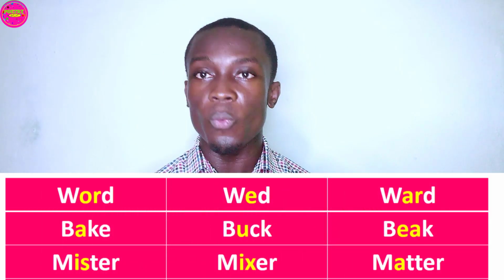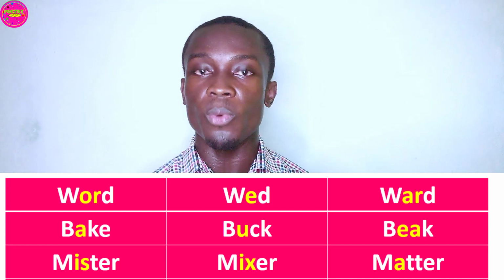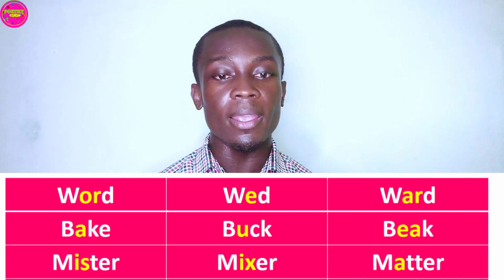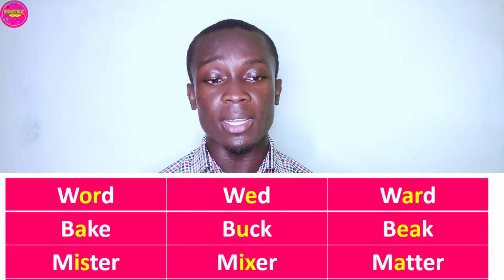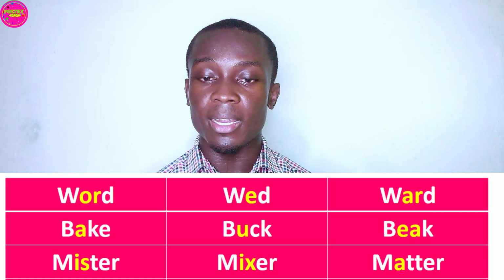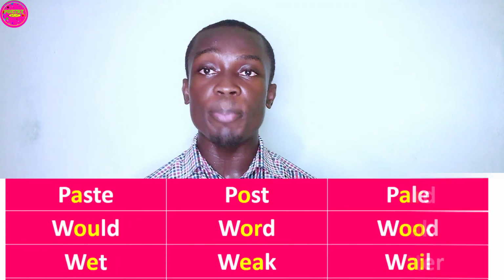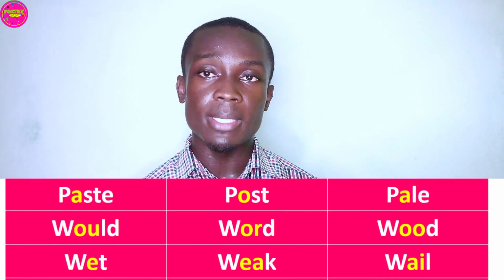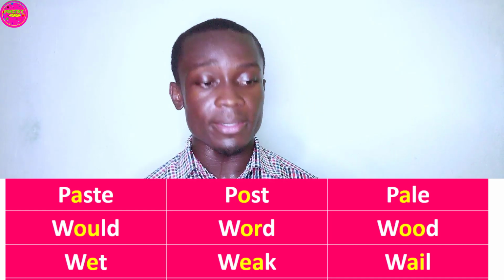Let's now consider some complex examples, as in word, wed, ward. We have bake, back, beak. We have mister, mixer, matter. We have paste, post, pest.